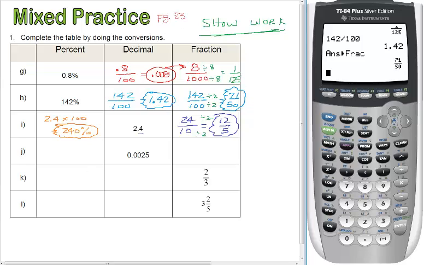Alright, next one gives me 0.0025. Change it to a percent. You multiply by 100, which is going to be 0.25%. So that's pretty easy. How many decimal places? 0.0025. Oh, I don't need the decimal. 4 decimal places, so 25 over 4 zeros, which is 10,000. 4 decimal places, 4 zeros.